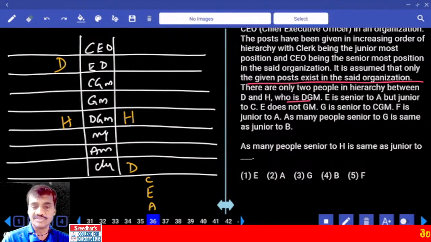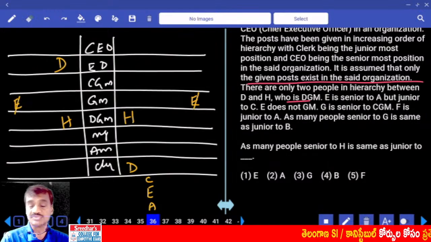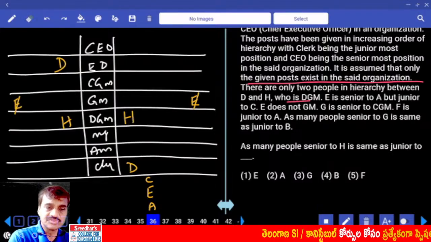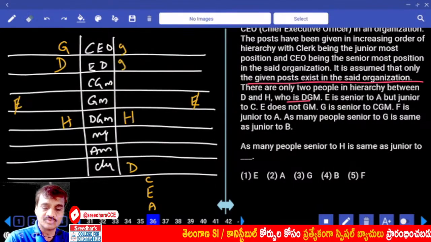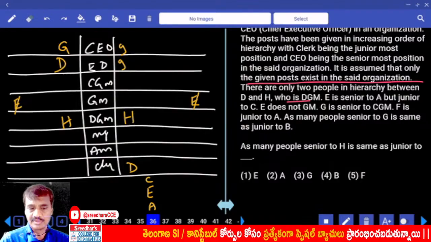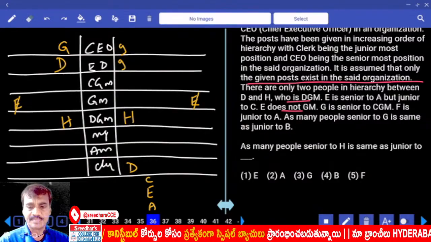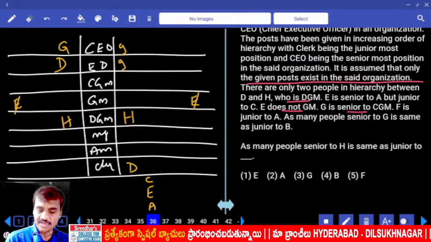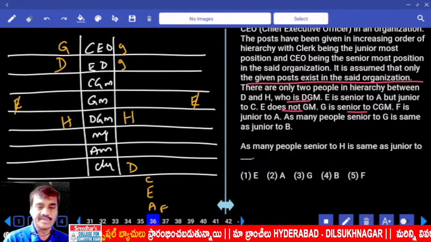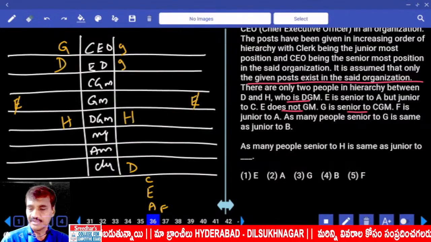And E is not GM. Now here E is not GM. And G is senior to CGM, so G must be here. In this case G can be either here or here, 2 possibilities. Then next one. F is junior to A. Now F is junior to A, so C, E, A, F must be there. C, E, A, E, F.